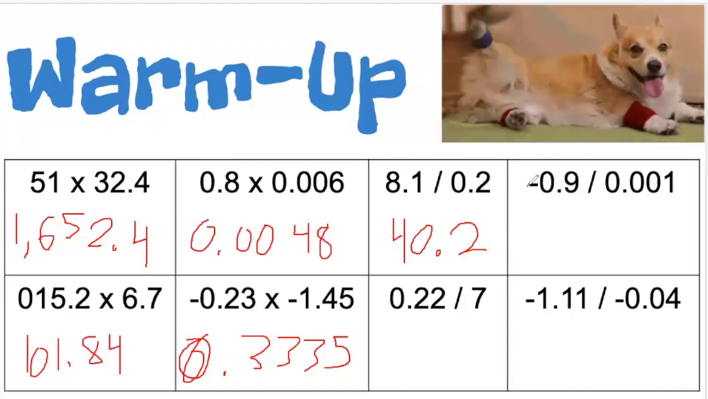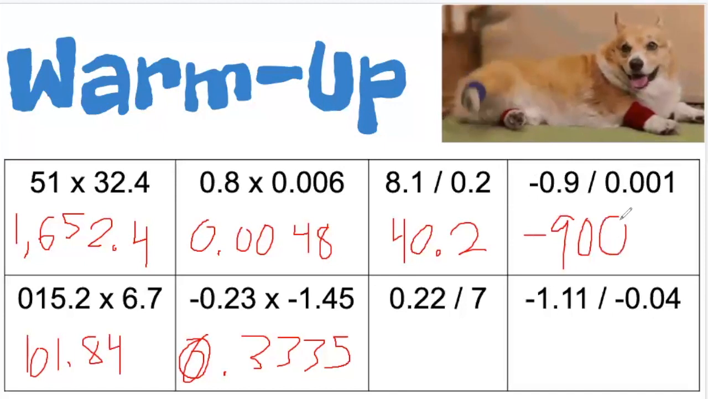All right, moving on, negative 0.9 divided by 0.001. So because it's a negative divided by a positive, I know my answer is going to be negative. So 0.9 divided by 0.001, and that is 900. So basically you can take 900 0.001s out of a 0.9.